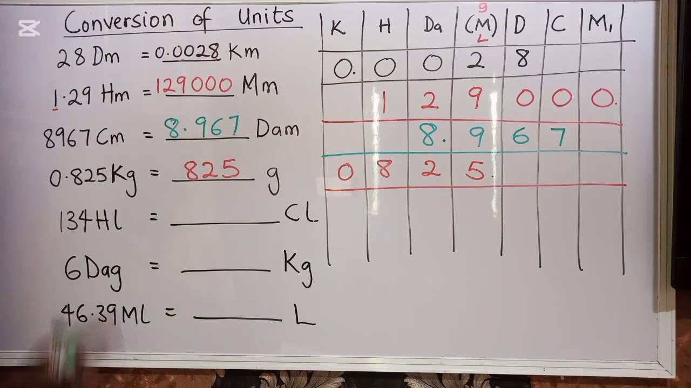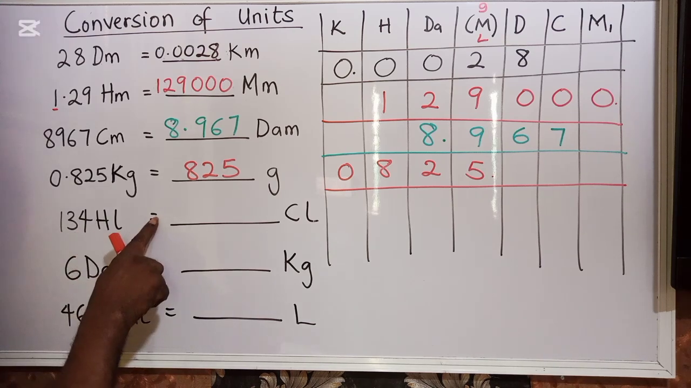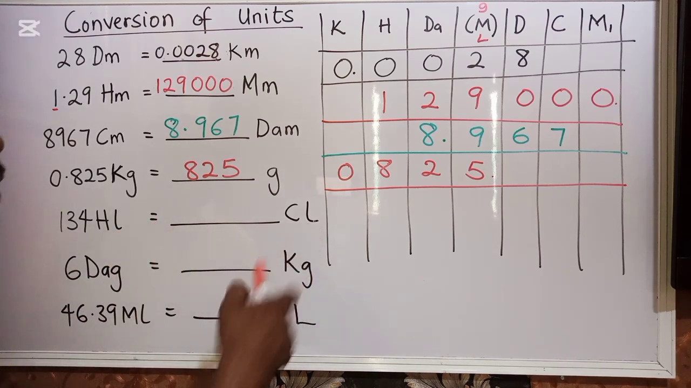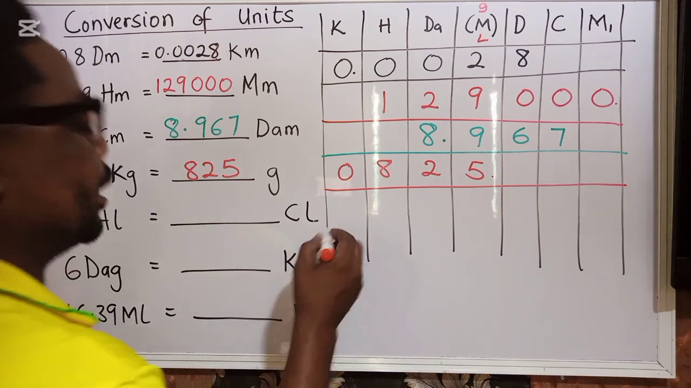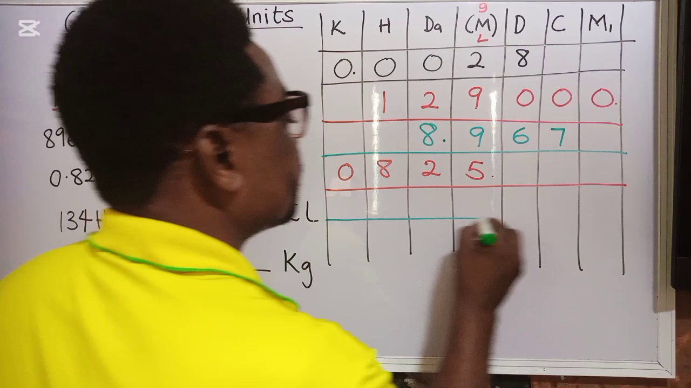We are now moving from liter now. That is what? Capacity. Liter. We have 134 hectoliter. We are moving into what? To centiliter. Okay, let me use green marker. To centiliter.